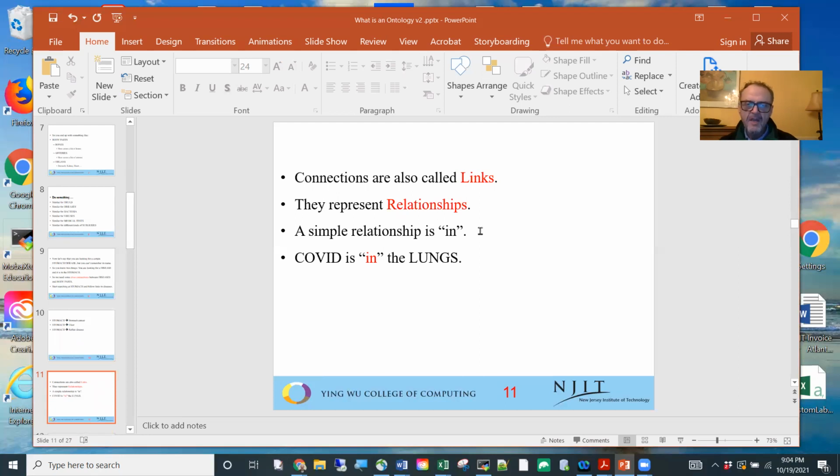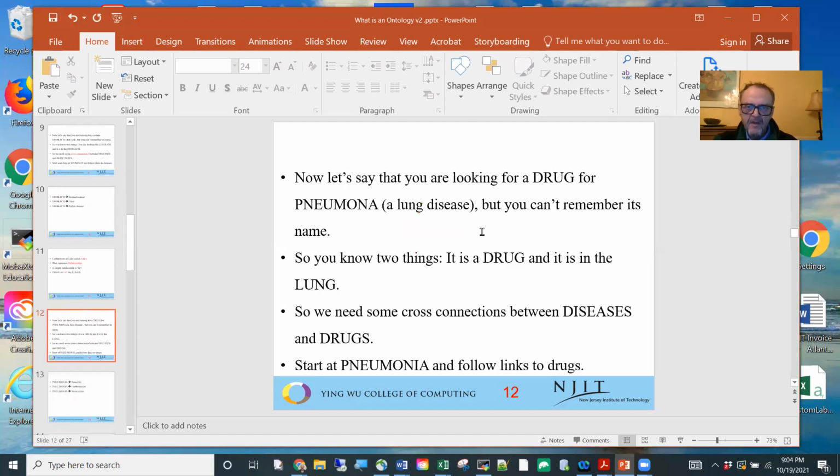And then we have relationships like "attached to". So the door handle is attached to the door. And we have relationships like "owns". So I own my car. And then there is the need for connections from diseases to drugs.